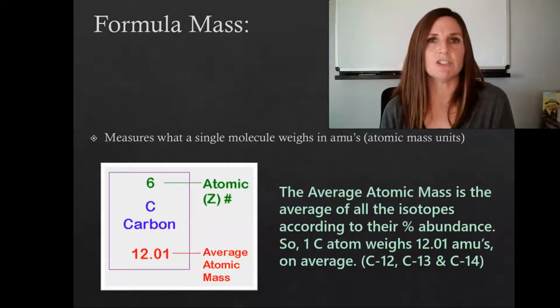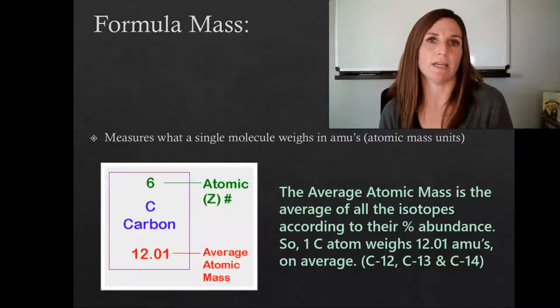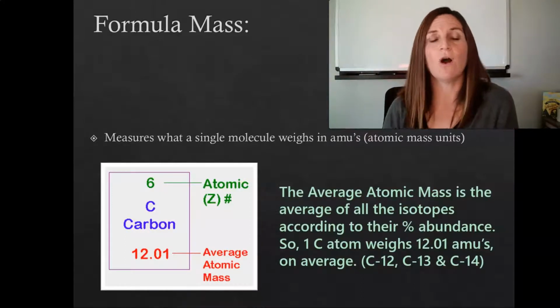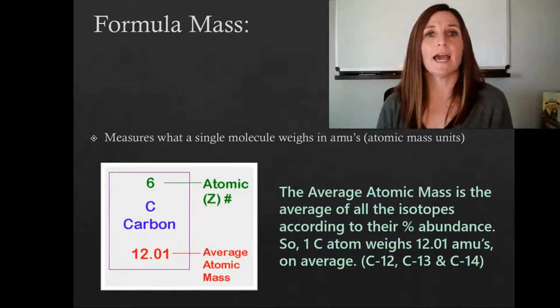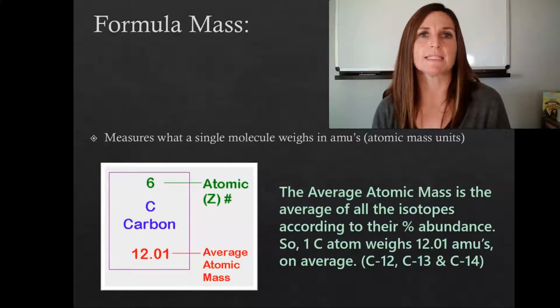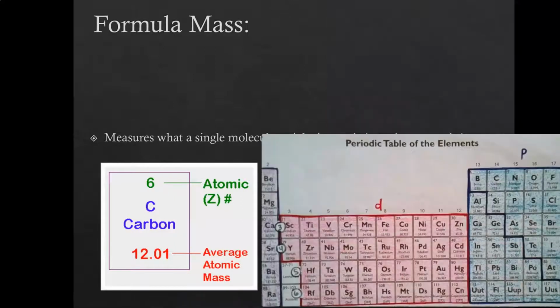So to revisit what the average atomic mass is, it is the average according to percent abundance. So an individual carbon atom may weigh 12 or 14, but when we account for the percentage, then we can determine the average atomic mass. And hopefully you can recall that the average atomic mass is listed in the periodic table just below the element's name. We're going to take a minute to zoom in on the periodic table so that we can get a feel for where we would find the average atomic mass.